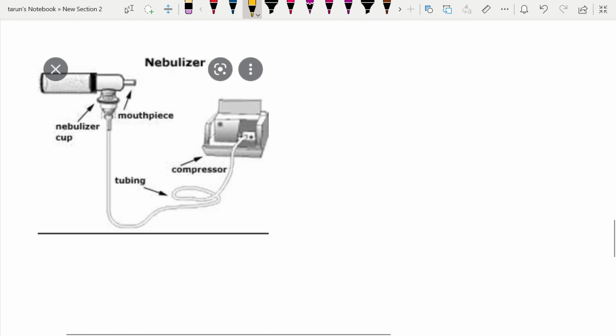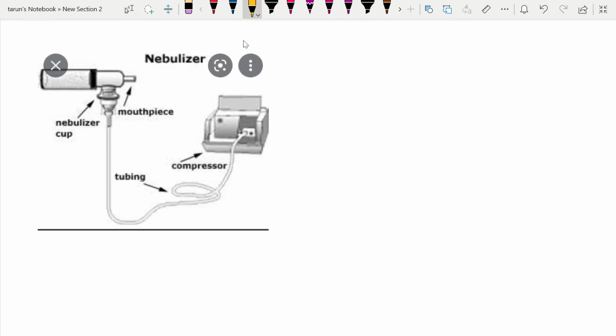So this is a nebulizer. It has the compressor. This is the compressor. Then this is the plastic tubing. Then this is the nebulizer cap or the medicine cup. Here the medicine is placed. Then this is the mouthpiece which is attached to the face mask.